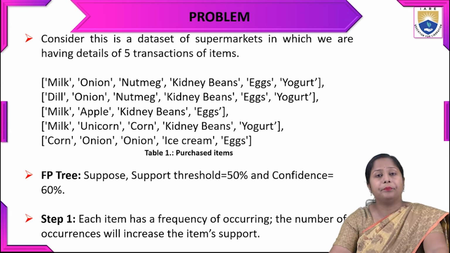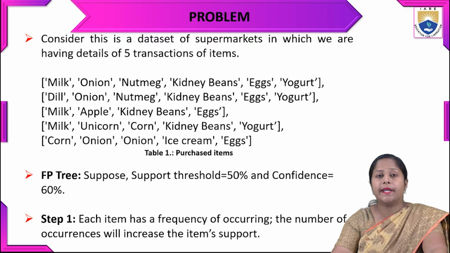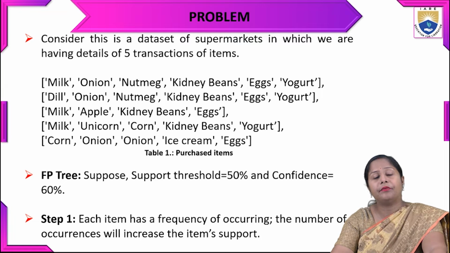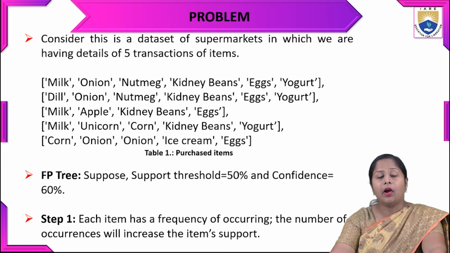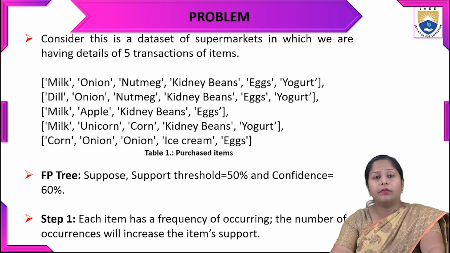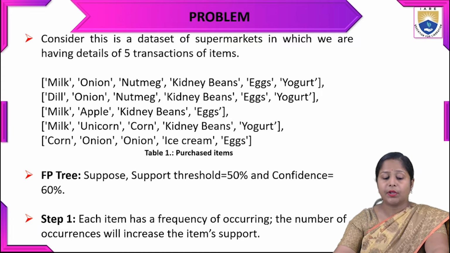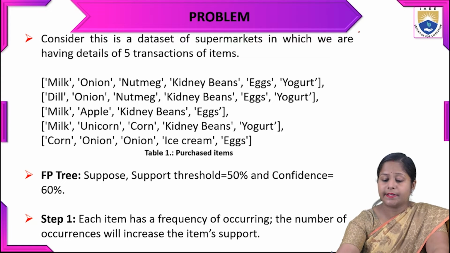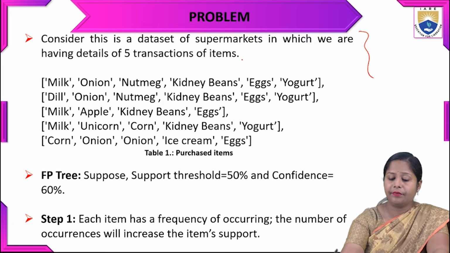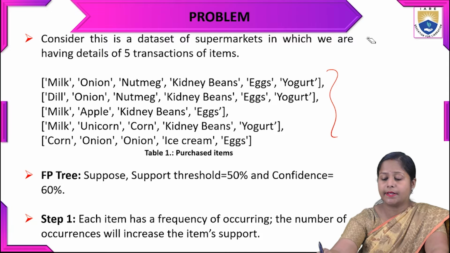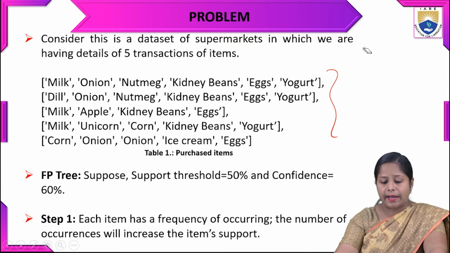Now for the other example, we will take the frequent pattern tree. So how are we going to find the frequent pattern tree? In that we are going to find the patterns that are frequently occurring. So that will be depicted in the form of a tree-like structure. So here consider this is a data set of a supermarket in which we have the details of 5 transactions. Right? So these are the 5 transactions.